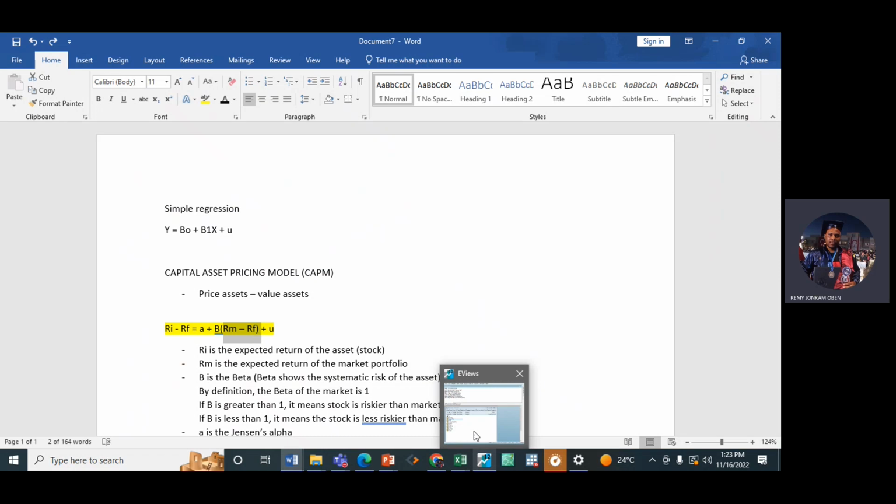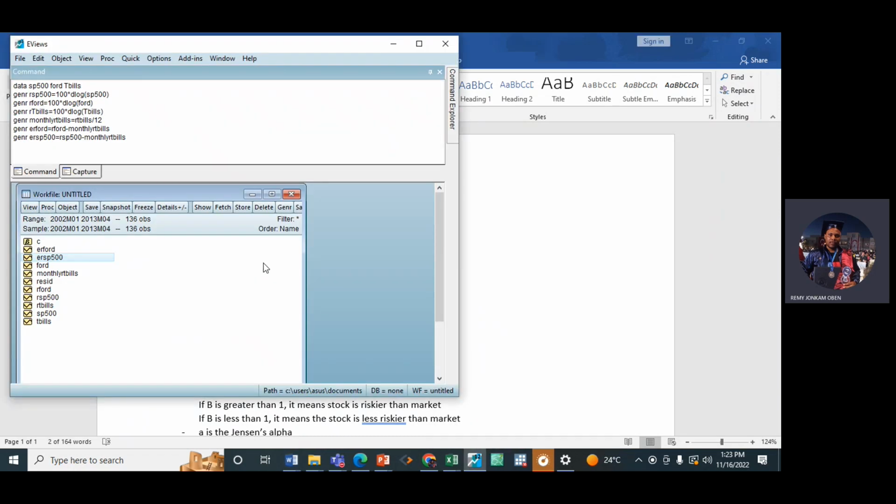So how do we run the regression? LS excess return of 4, LS this square. Is that what you use? Yeah, that's what I use.